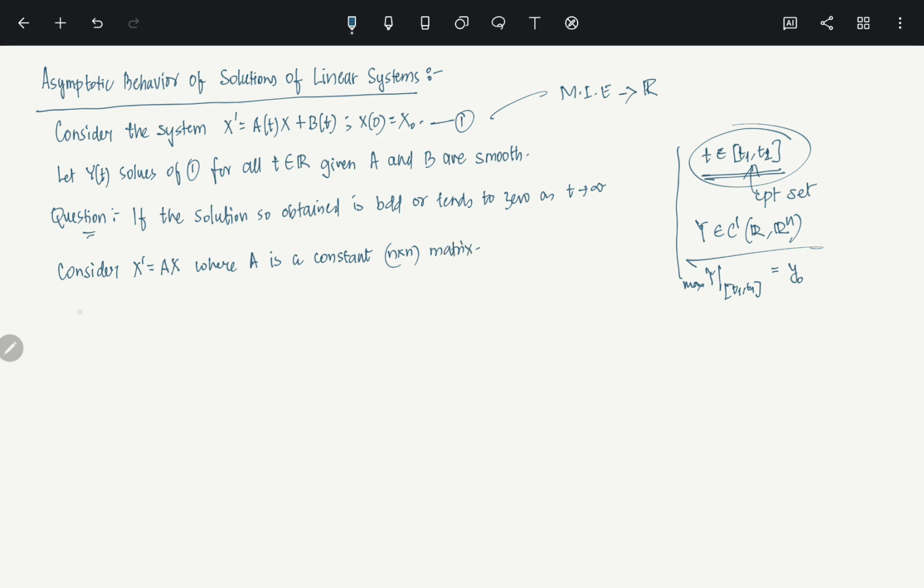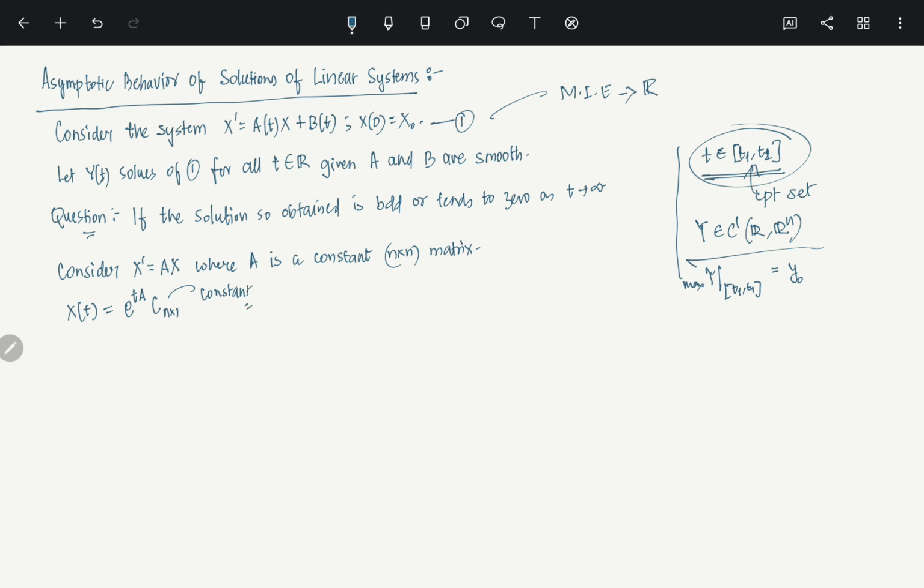Now for this problem we know that x(t) is given by the general solution, the fundamental matrix times C. And the fundamental matrix, what is it? It is e^{tA} in this case, times a constant n cross 1 arbitrary matrix. Okay, constant matrix n cross 1.